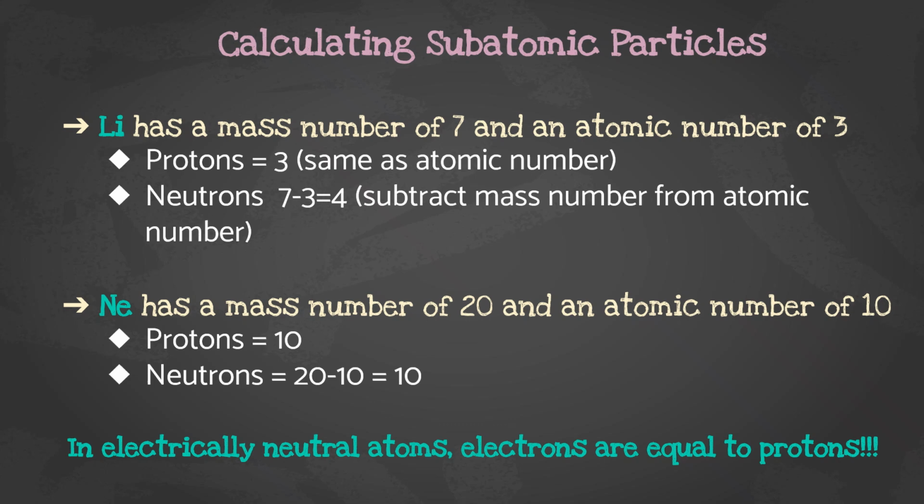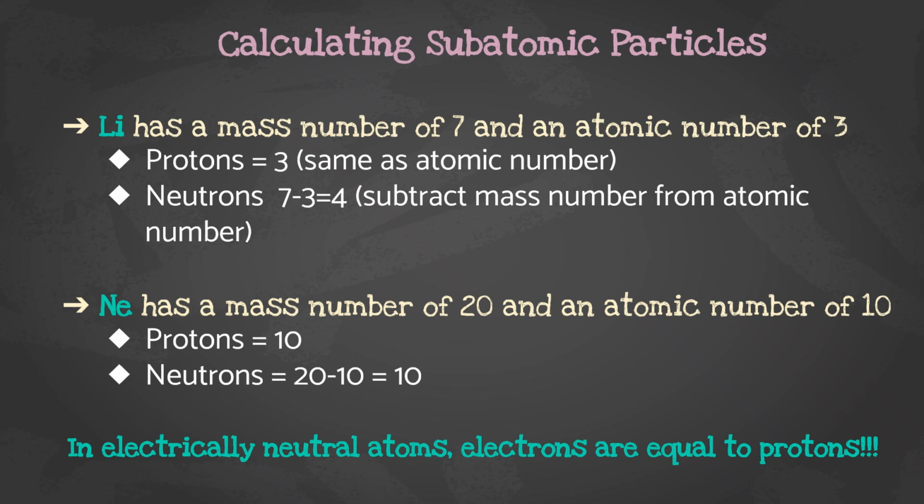We can calculate subatomic particles, and here's a little example. We have lithium with a mass number of 7 and an atomic number of 3. We know that our atomic number equals the number of protons. Our atomic number is 3, so that means we have 3 protons. And our neutrons are 7 minus 3, because we take the mass number and subtract the number of protons to get neutrons. That means we have 4 neutrons.